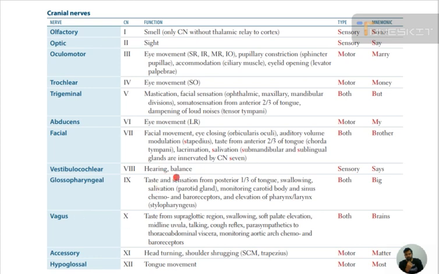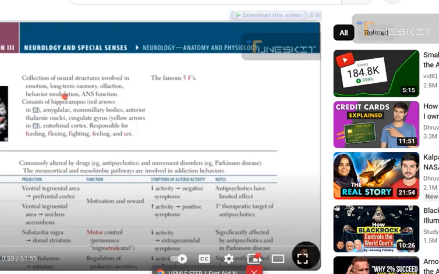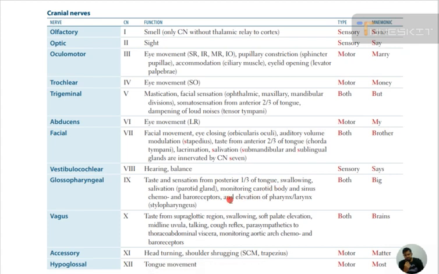Vagus, the 10th cranial nerve: taste from the supraglottic region, also involved in swallowing, soft palate elevation, midline uvula, and cough reflex, parasympathetic to thoraco-abdominal viscera, monitoring aortic arch, chemo and baroreceptors. A lot of functions. You should keep it in mind.